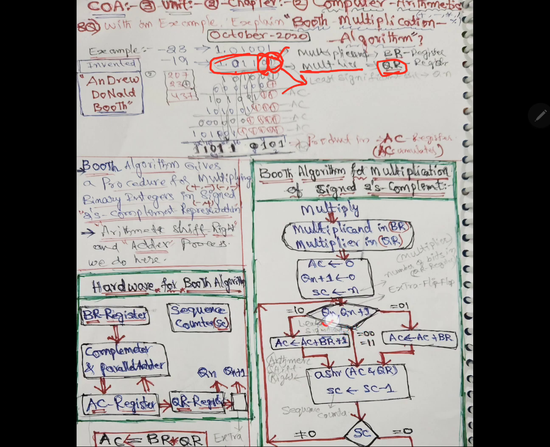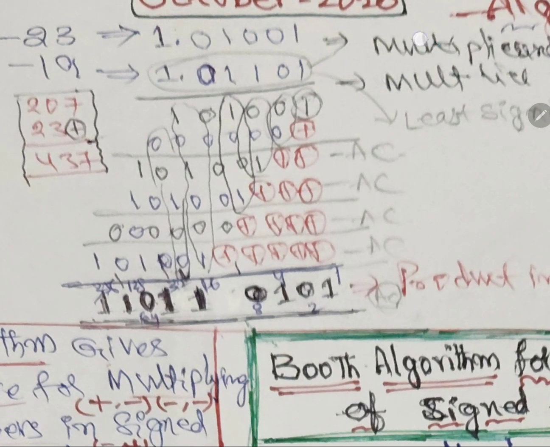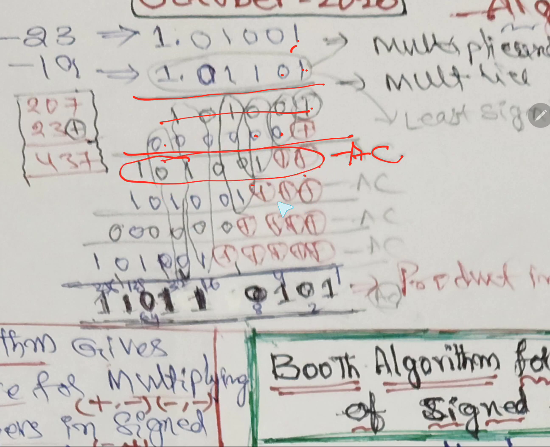So here, first Qn is 1 and Qn plus 1 is initially 0. When it is 1 0, next it will take Qn as the second bit, and this bit will be shifted to Qn plus 1. I will zoom in and show you. Here we get 1 into 1, 1 into 0, and we know from elementary school that 0 into anything is all zeros. Then we add and store the partial value in the accumulator, that is the adder. Then we shift it a little.